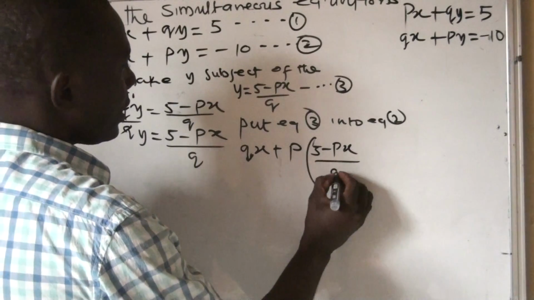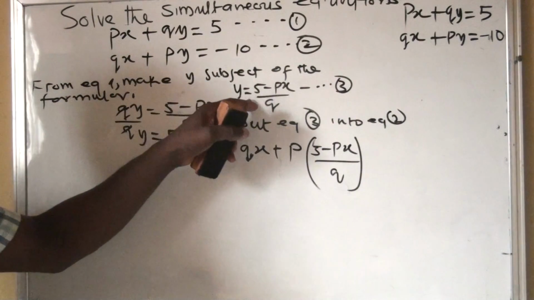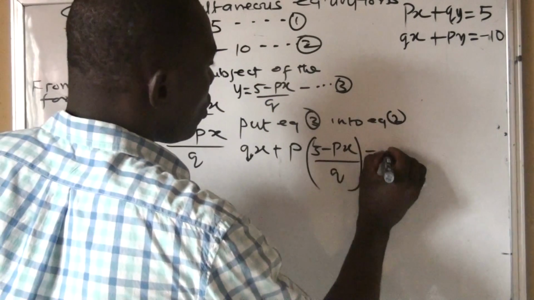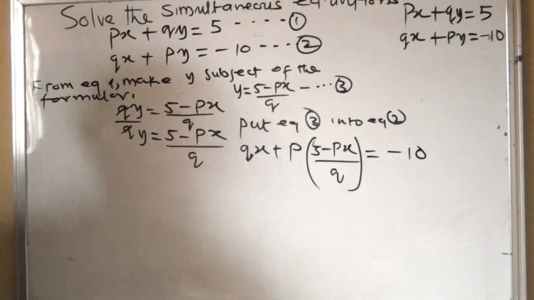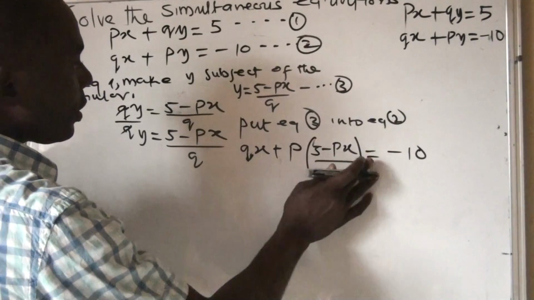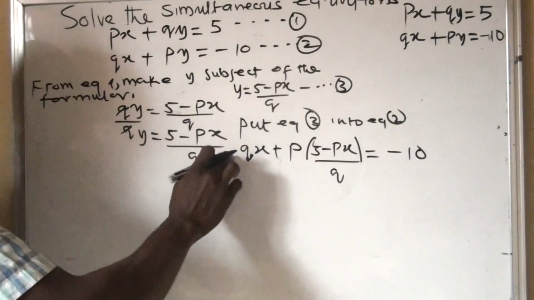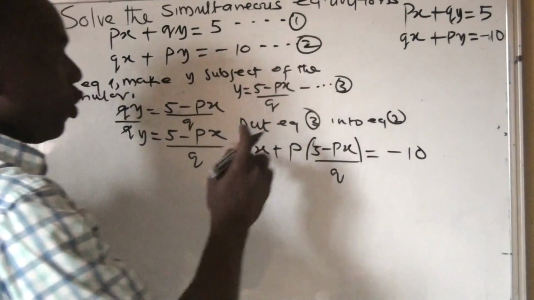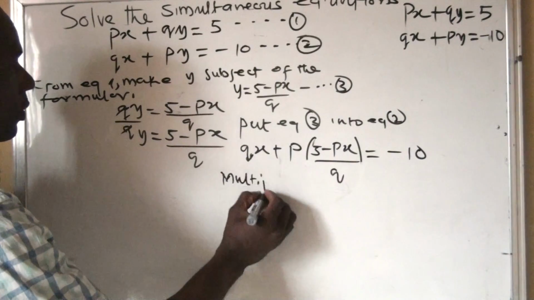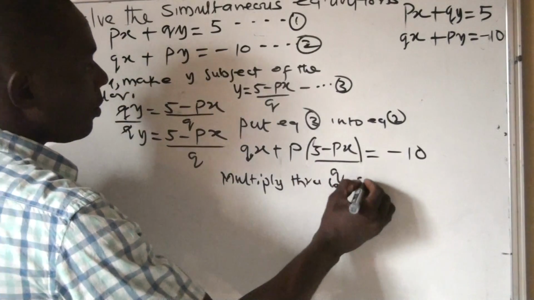So what we have just done is that in place of y, we no longer put y, but we put (5 minus px) all over q, is equal to minus 10. Okay, now here we multiply through by the LCM. This is a fraction already, so we're going to multiply through by q.